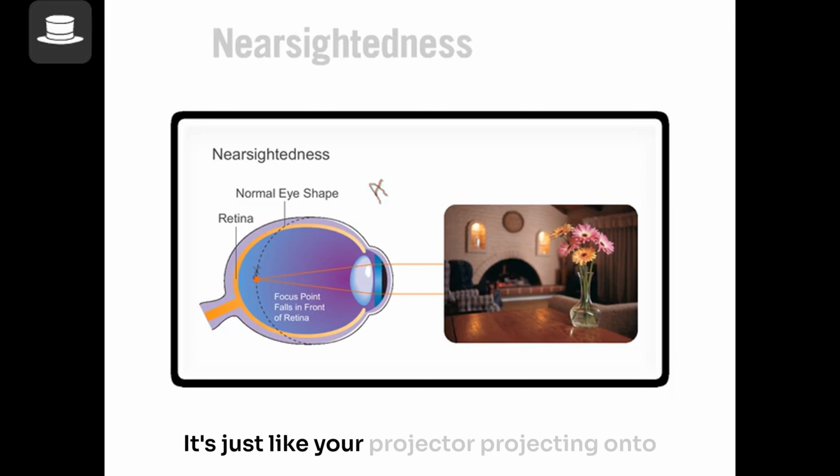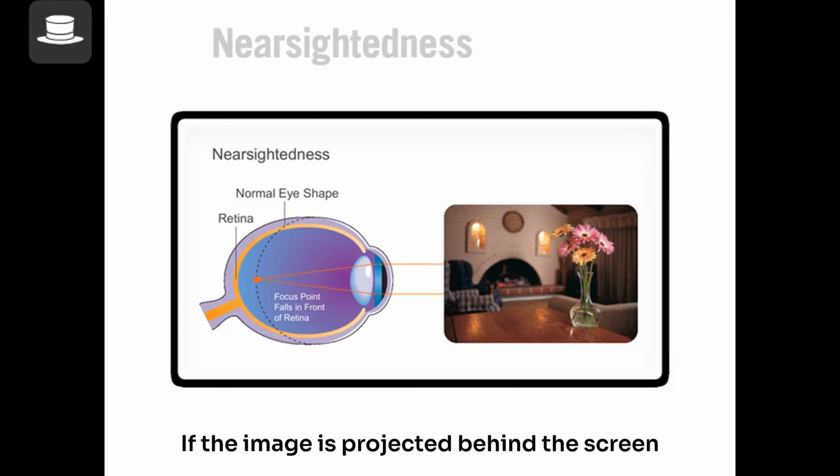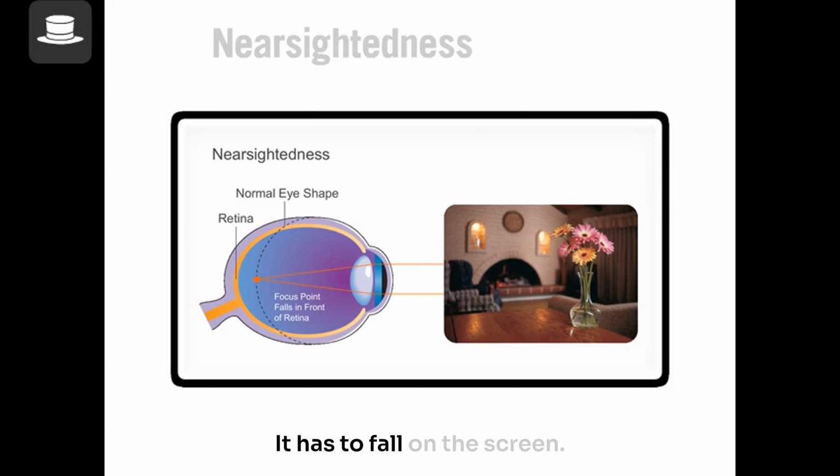It's just like your projector projecting onto the screen. If the image is projected behind the screen or in front of the screen, you won't be able to see it. It has to fall on the screen. Just like that, the light reflected from this object should fall exactly on the retina. If it doesn't, then you have difficulty in vision.